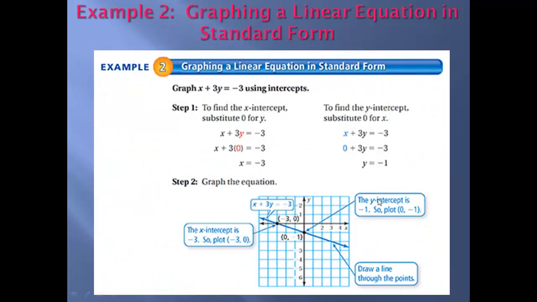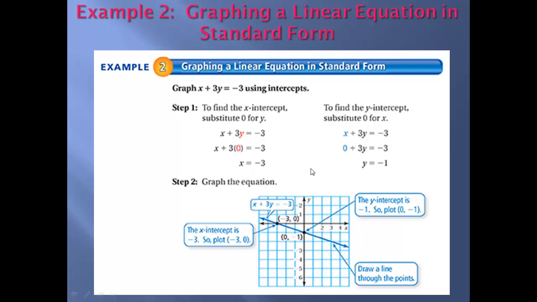For our second example, we're graphing a linear equation in standard form. We want to graph x plus 3y equals negative 3 using intercepts. For our first step, we're going to find the x-intercept and the y-intercept. To find the x-intercept, we substitute 0 for y. So my equation was x plus 3y equals negative 3. I'm going to replace y with 0, so I have x plus 3 times 0 equals negative 3. And 3 times 0 is 0, so I just have x equals negative 3. So my x-intercept is negative 3.